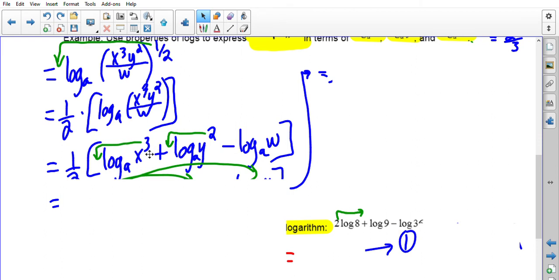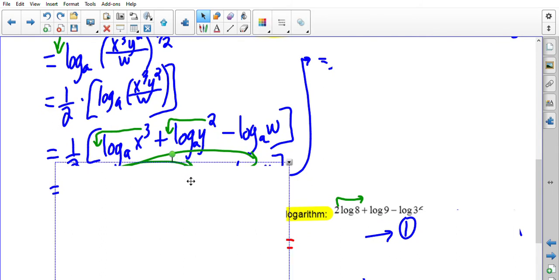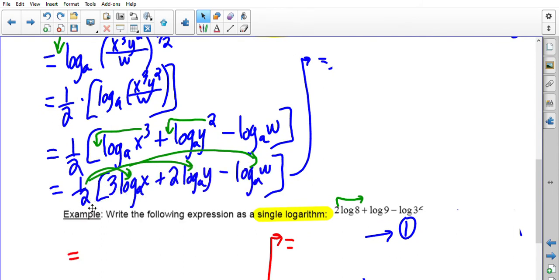Now I notice I have another scenario for the log law number 3, which says that if you have an exponent in your argument, you can bring it down in front and multiply. So I'm going to do that with the 3 here and the 2 here. This one just has exponent of 1, so we can leave it. So that is going to look like, keep that 1/2 on the outside and keep everything still in square brackets. So that's going to be 3 times log x to the base a plus 2 times log y to the base a minus log w to the base a. Alright, so those are as simplified as we're going to get.